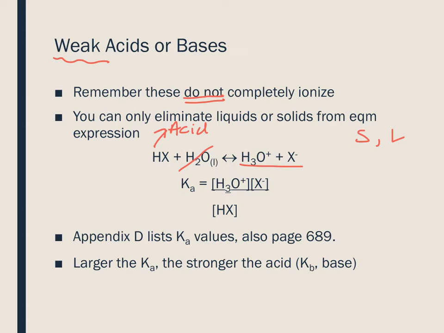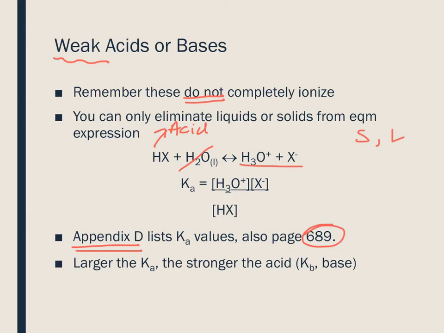If you knew what specific acid you were dealing with and could look up the Ka value, they are listed in Appendix D and also on page 689 in your textbook. If you could look up the values, then you could solve for the concentrations, or if you knew the concentration of the H3O plus, you could then take it and find pH.